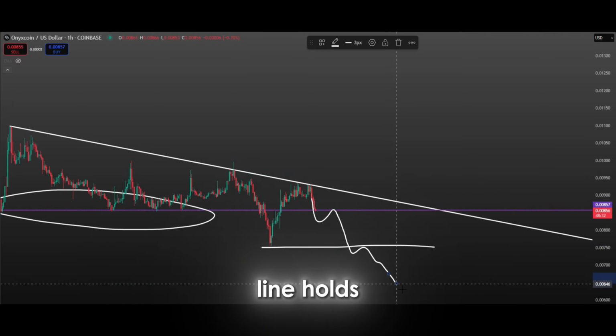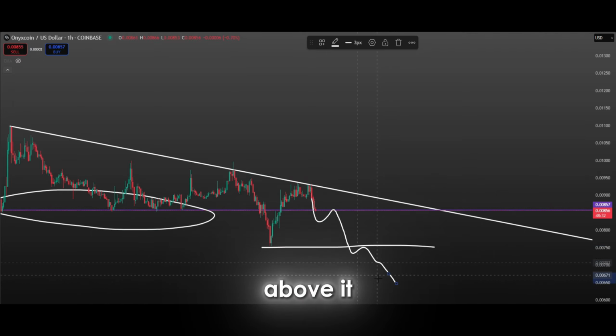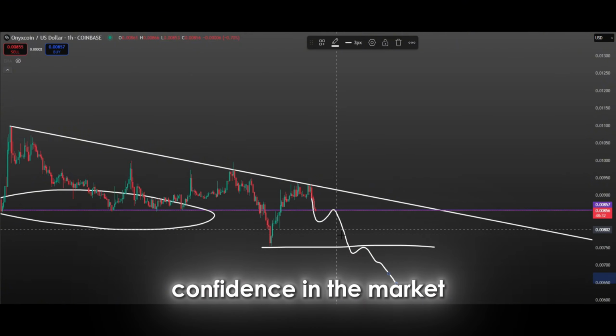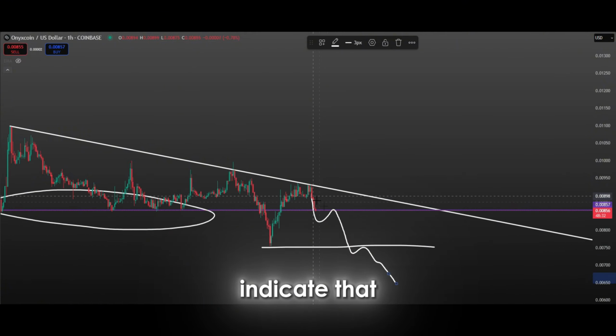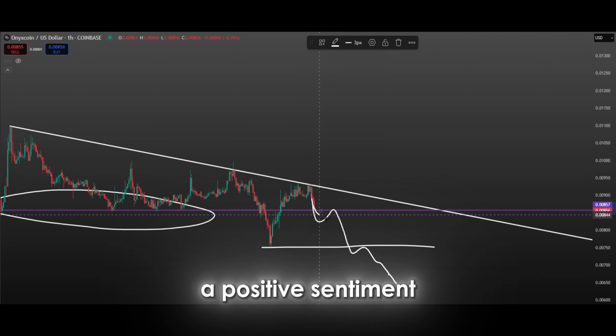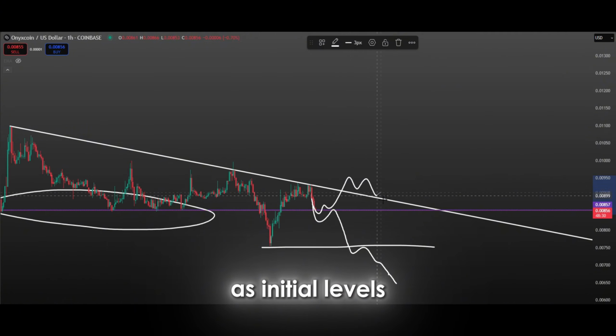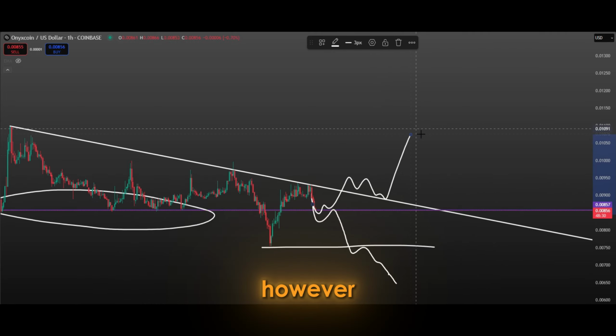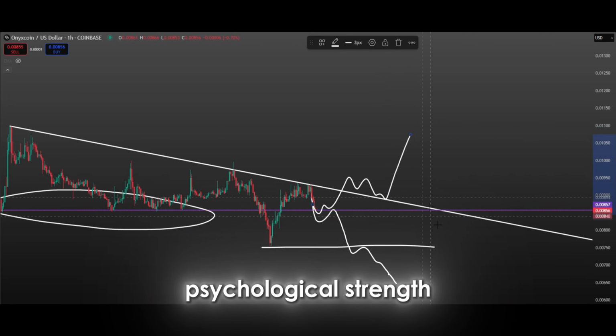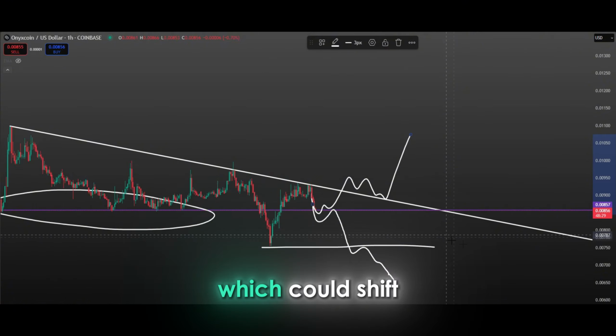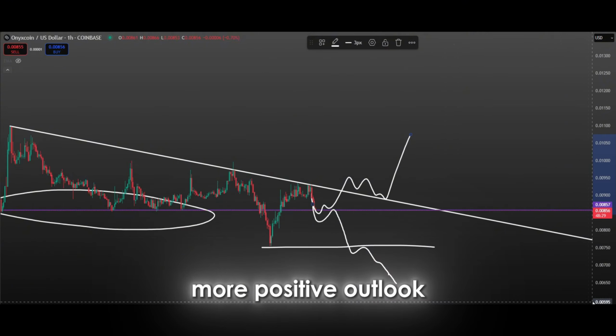If the support line holds and the price manages to stay above it, this could restore confidence in the market. A recovery from this level would indicate that investors still view it as a strong base and would create a positive sentiment. If the support level holds, the price will likely test previous peak points and resistance lines as initial levels to move upward. However, the key factor here is the psychological strength provided by the support level, which could shift the market sentiment to a more positive outlook.